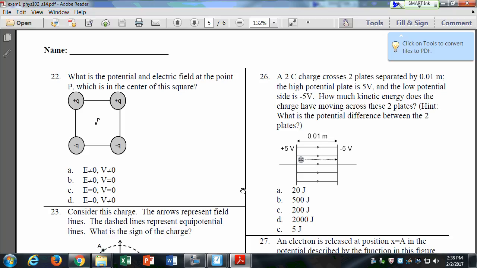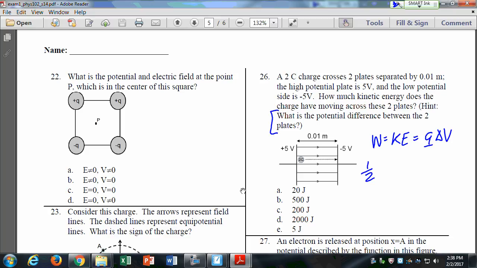So the kinetic energy, we looked at this as the question at the beginning. You can think about this in a couple different ways. Probably, I give this little hint. What is the potential difference between the two plates? The work, which all goes into kinetic energy, is equal to Q delta V. I want to know how much kinetic energy is equal to Q times delta V.